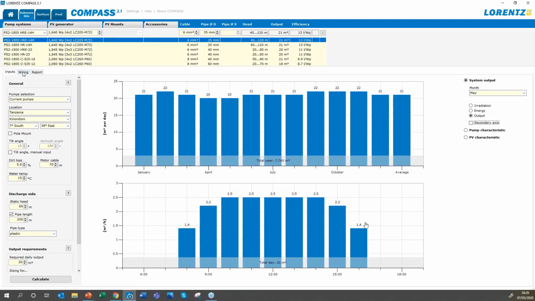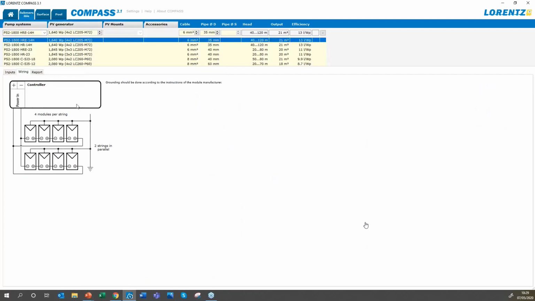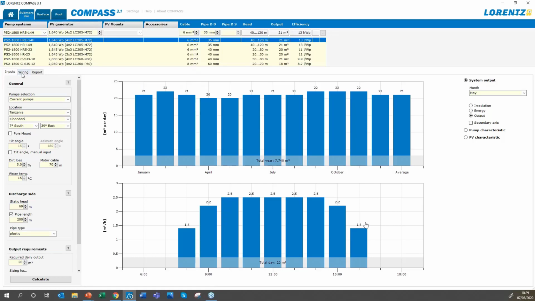And if I quickly look here on the wiring tab, it will show me the configuration of those modules. So you can see here we have our controller, we have 4 modules in series, and we have 2 strings of 4 modules. So Compass is calculating the voltages required, calculating the power required, and showing you how to configure the modules and how many modules you would need. So very simple to see that, just going to the wiring tab.